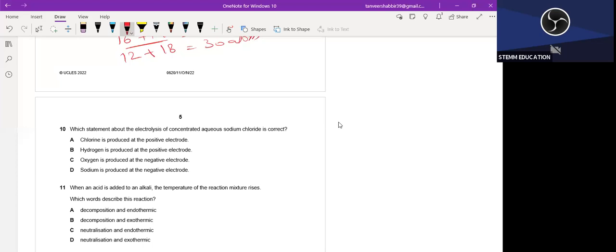So this question is based on electrolysis. Suppose we have a setup like this. At this point we have the positive electrode, and at this point we have the negative electrode. The positive one is connected with the positive end of the battery. The other is connected with the negative end of the battery. So it is known as the cathode, and the other is known as the anode.